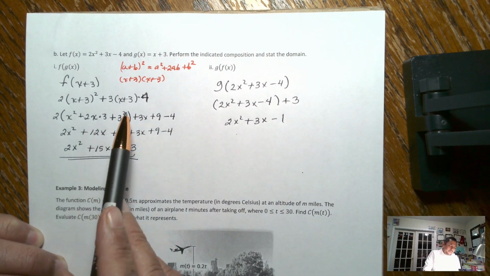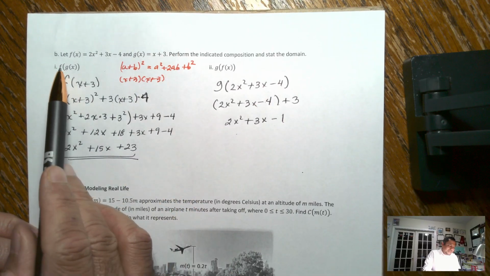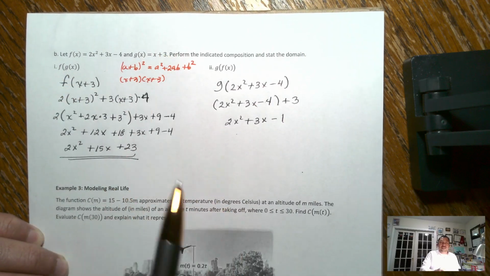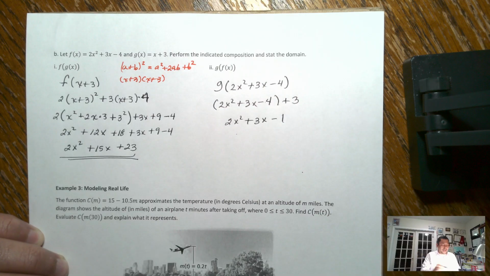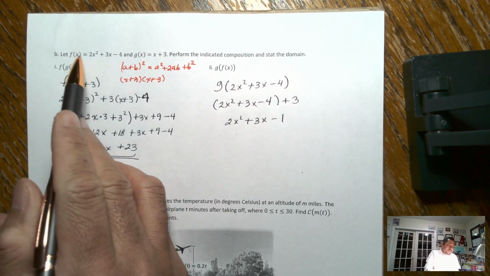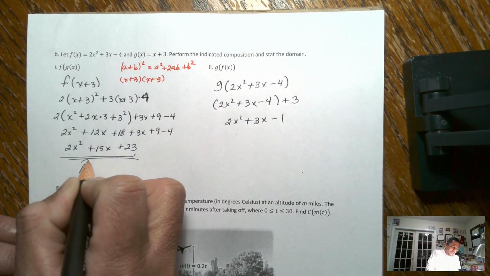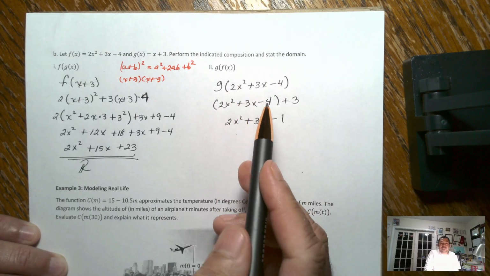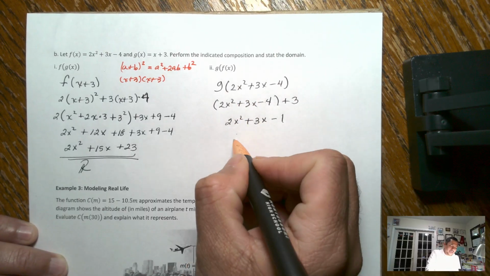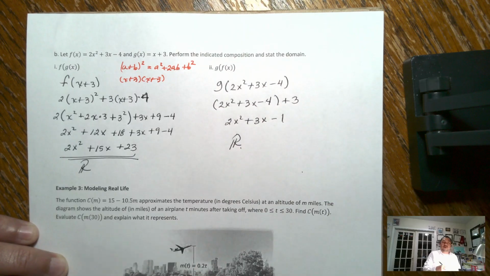Now, the domain for those functions. For the domain of the first one, as you can see, I have f of g of x. So g(x) is all real numbers. The domain is all real numbers. There is nothing that interferes with the denominator. Same for the function f. So in this case, the domain is all real numbers. And as you can see, this one is exactly the same. So the domain is all real numbers.